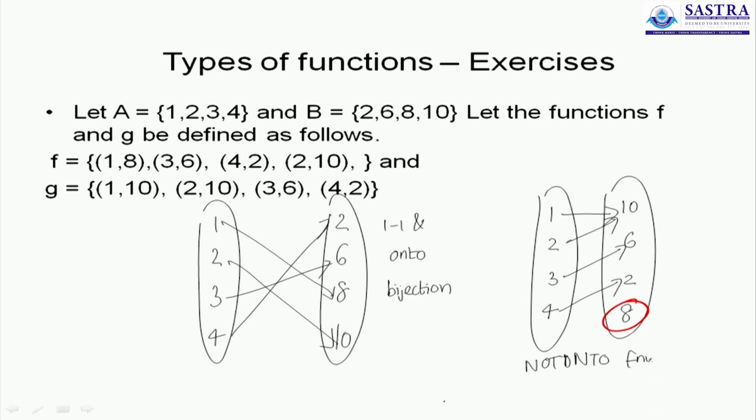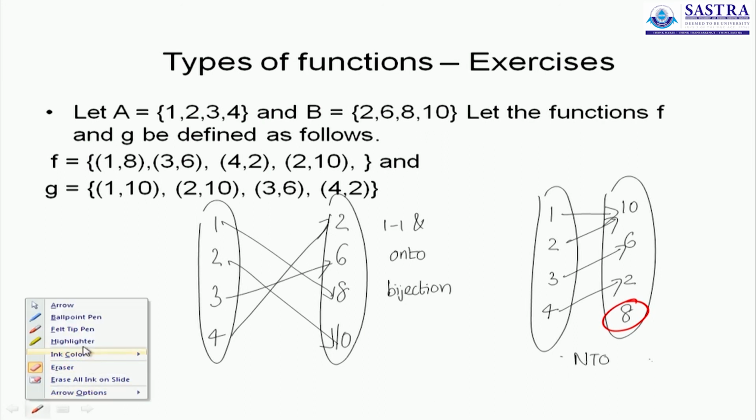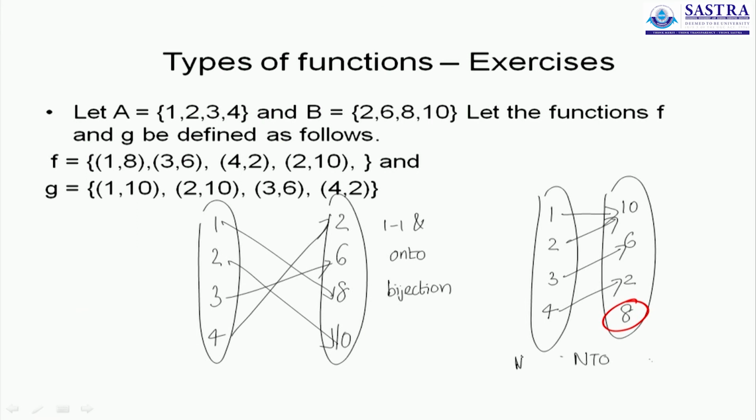It is also not a one-to-one function, because both 1 and 2 get mapped to the same element 10 of set B. Therefore, it can only be a many to one function.